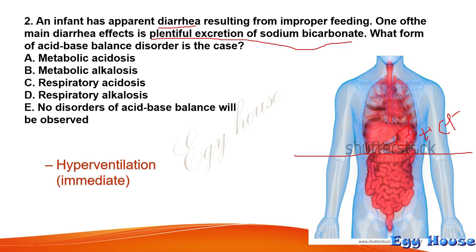So if we have excretion of the stomach content, which is vomiting, then we're having metabolic alkalosis, because excess acidic matter exits the body. So as a result, we're having alkalosis. But in the intestines, we're having sodium bicarbonate. So you can imagine what will happen if alkaline matter exits our body, it means we're having acidosis. So that's why it's metabolic acidosis, because it's diarrhea and not vomiting.